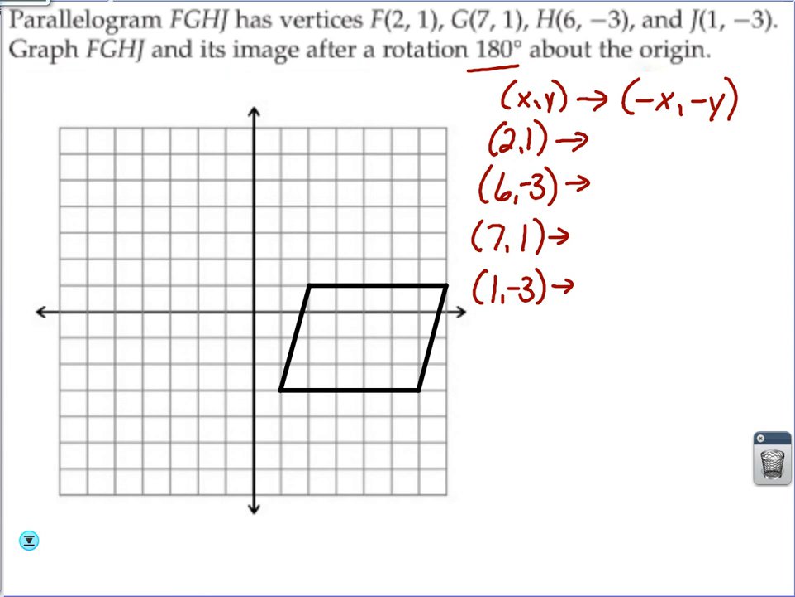Watch this. 2, 1 is going to turn into what? Negative 2, negative 1. And that is a rotation. Again, leash, spin it 180 degrees, tight leash. Yeah, looks good. 6, negative 3 turns into negative 6, positive 3. 6, negative 3, notice the straight line. 7, 1 turns into negative 7, negative 1. 1, negative 3 turns into negative 1, positive 3.